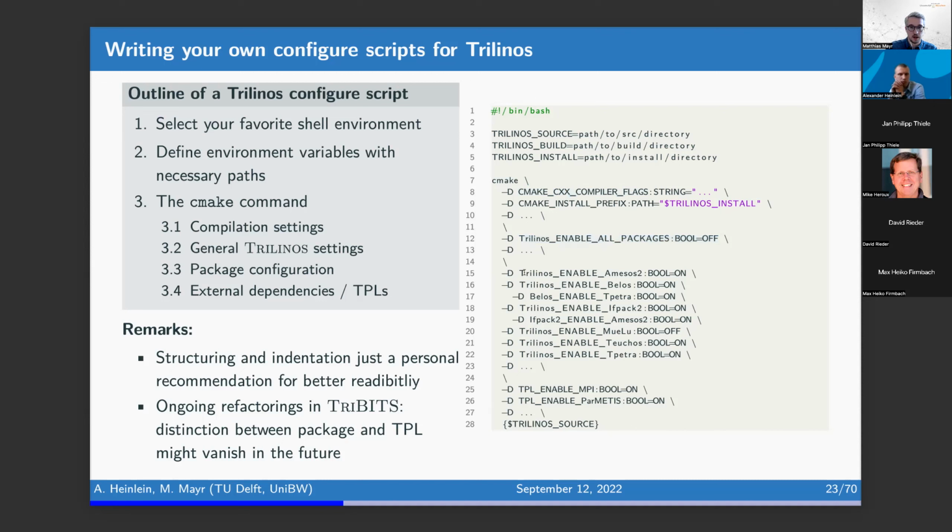Then there's the main part, starting here in line 15, where you now go into the detailed package configuration and where you for each package can select whether you want to activate it, like here for MSS2, or whether you want to deactivate it, like here for Mulo. And then finally, the last part is some third-party libraries that Trilinos might rely on.